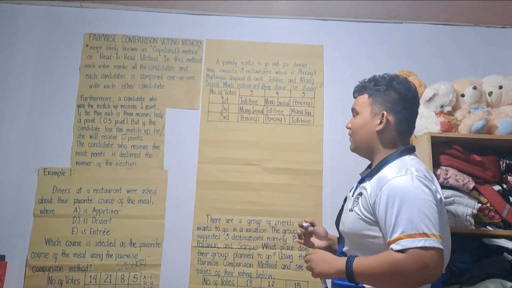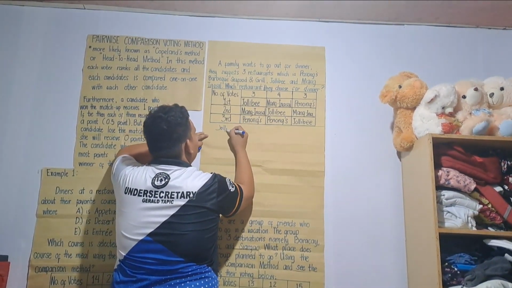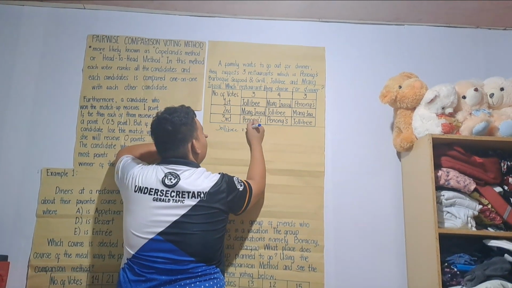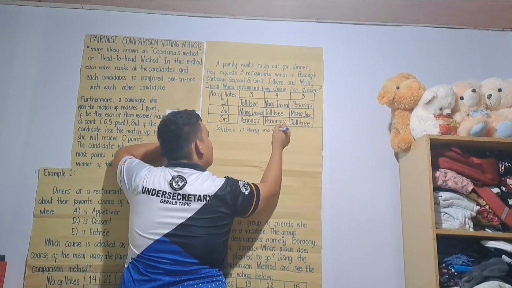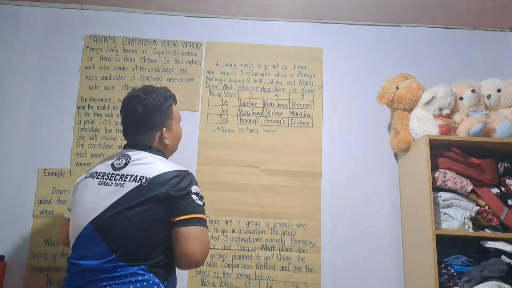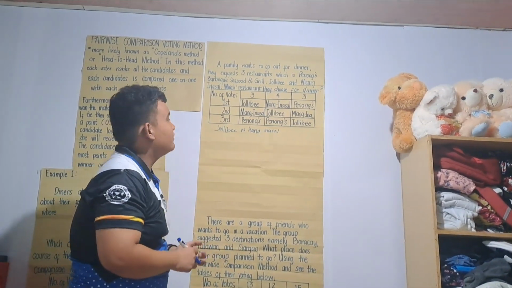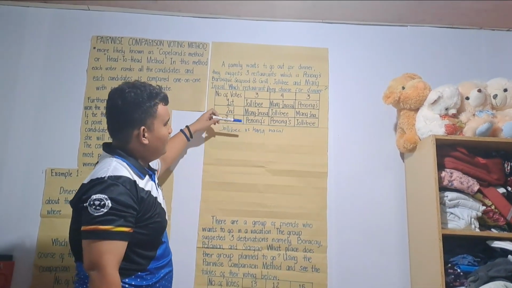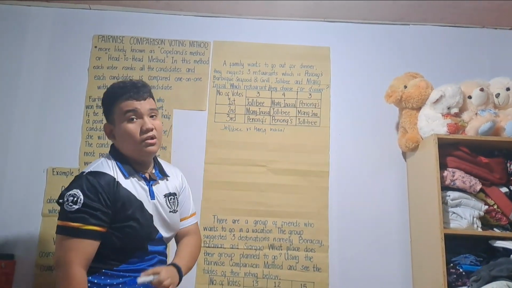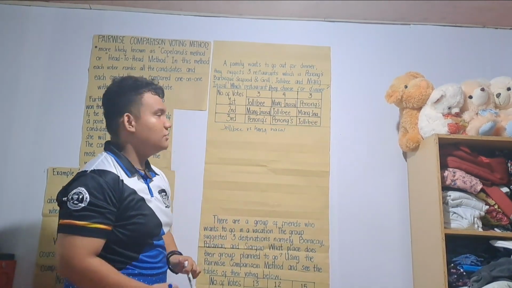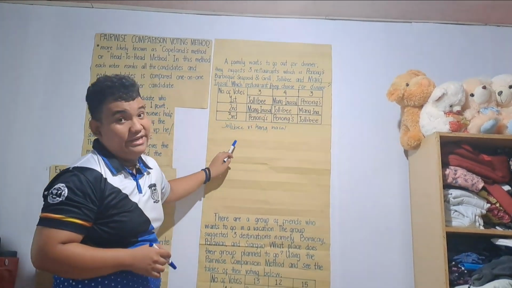So the first matchup is Jollibee versus Mang Inasal. Same process: in each matchup, we need to find the most preferable restaurant that they choose, or place the votes in each candidate.